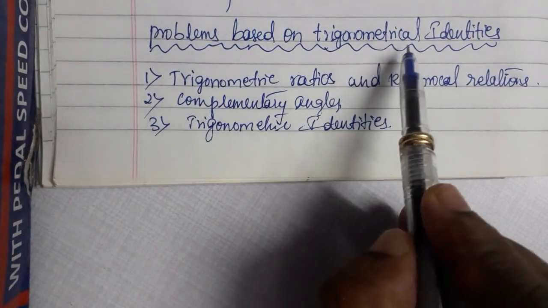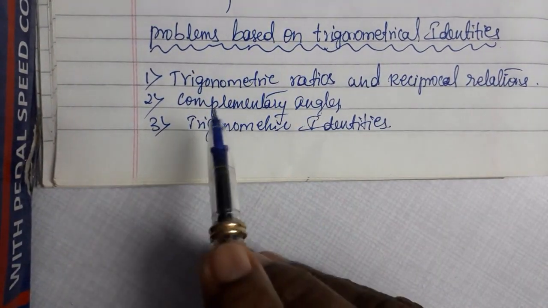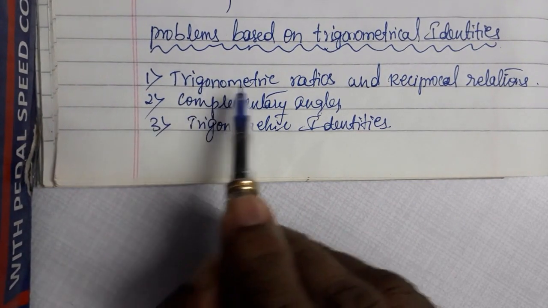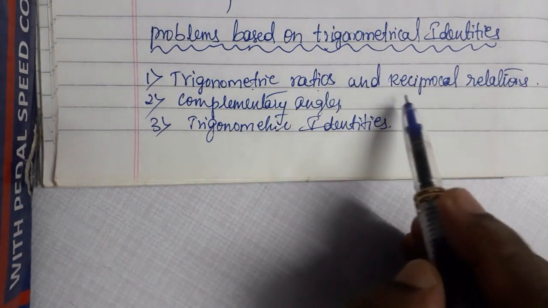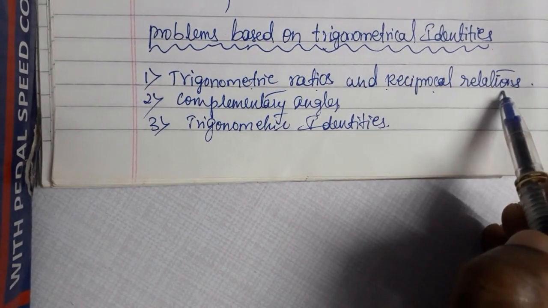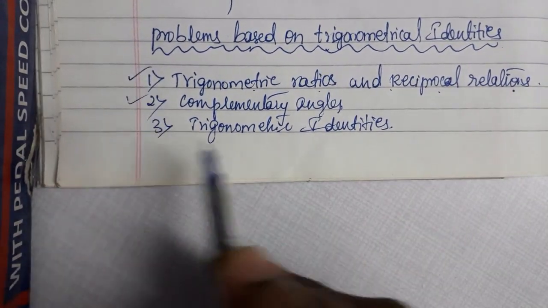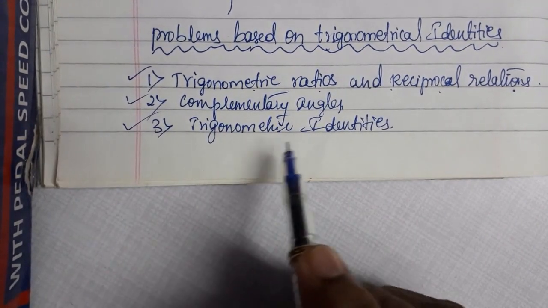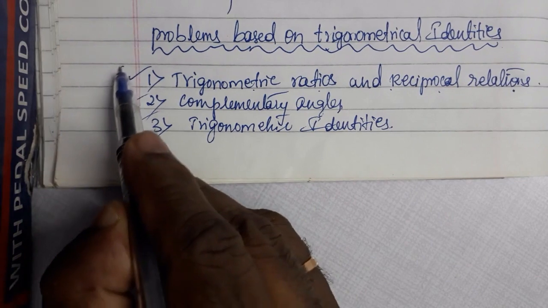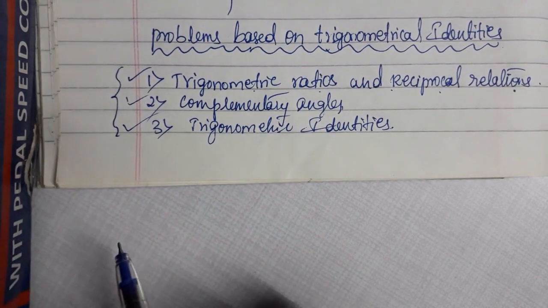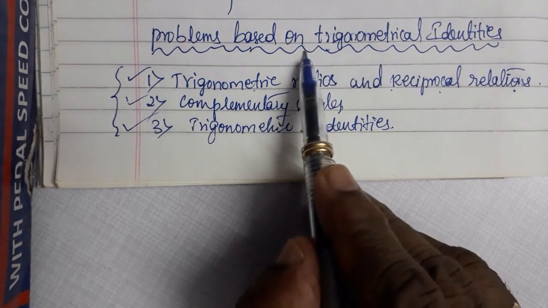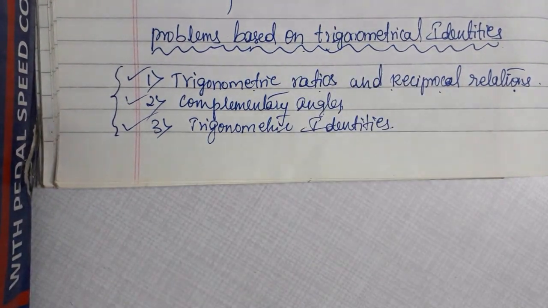Problems based on trigonometrical identities, where you have to remember trigonometric ratios and reciprocal relations. Next you have to remember all complementary angles. Next we have to remember trigonometric identities. So using all these relations, you can definitely prove and show the problems based on trigonometrical identities.